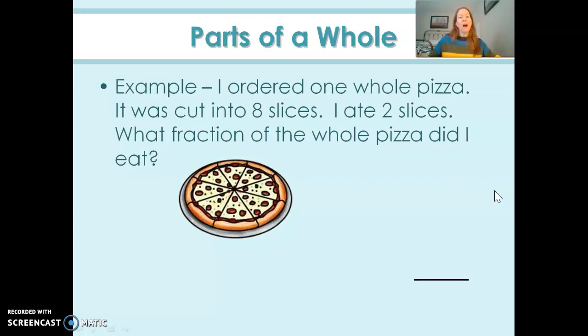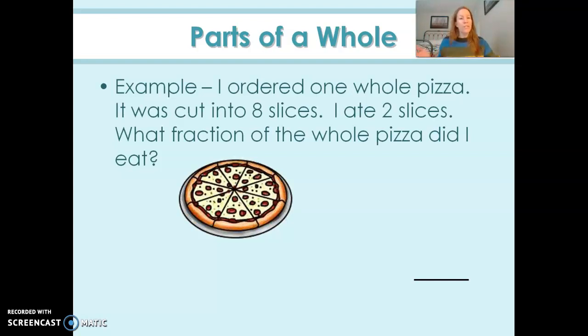So an example, I ordered one whole pizza. It was cut into 8 slices. I ate 2 slices. I was hungry. What fraction of the whole pizza did I eat? Okay, so we've got 2 numbers here. We have the number 8 and we have the number 2.